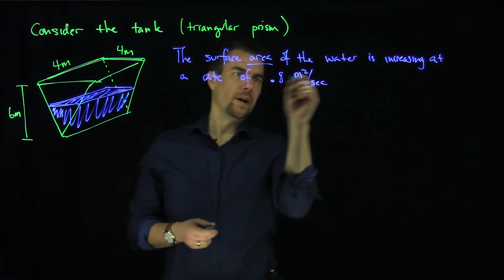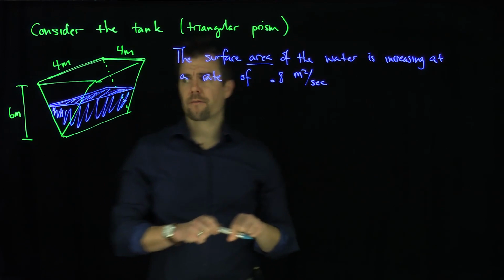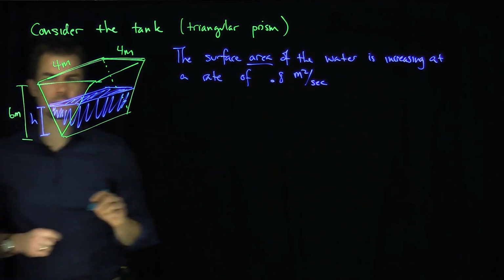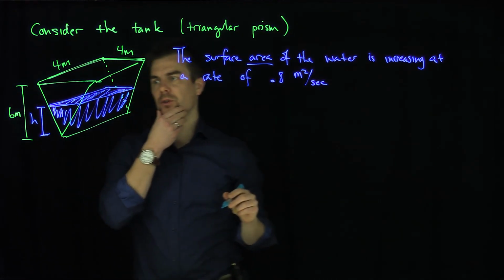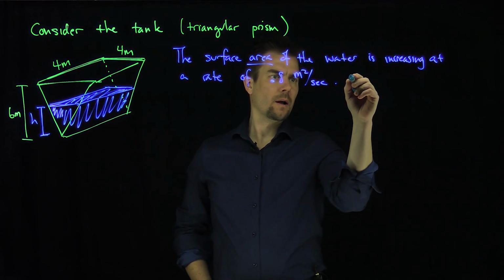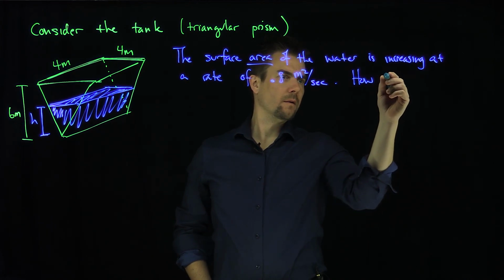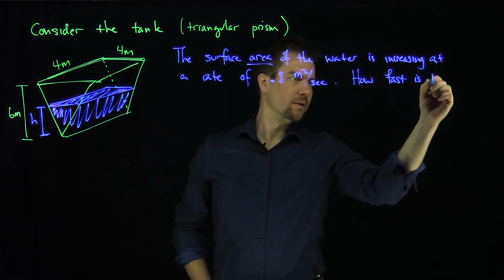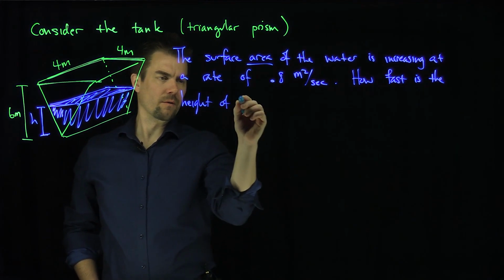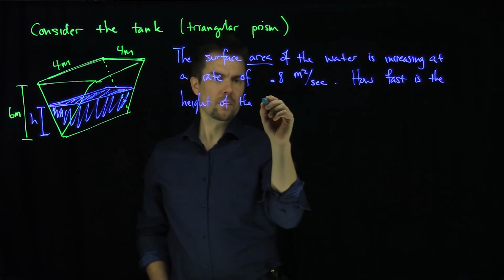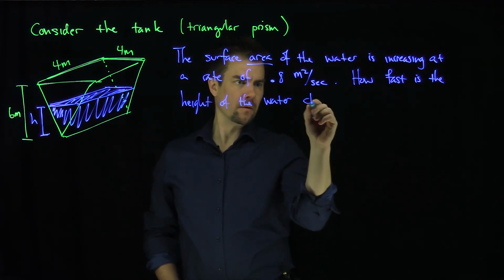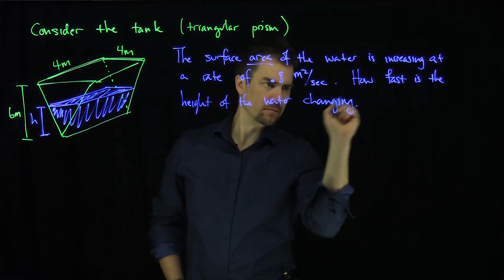Remember that area is a meter squared, so the units are important there. I want to find out, so let's call this the height over here. That's the height of the water. So let's find out how fast the height of the water is changing. Question: how fast is the height of the water changing? I'll give you a time in a second.